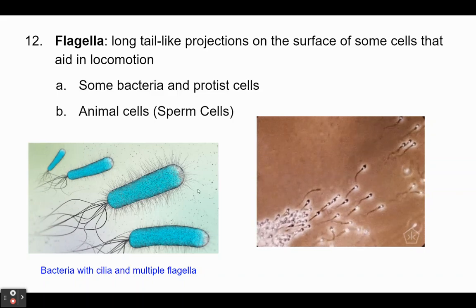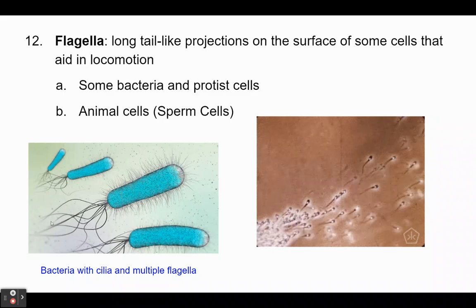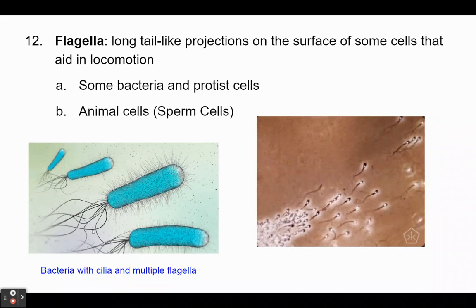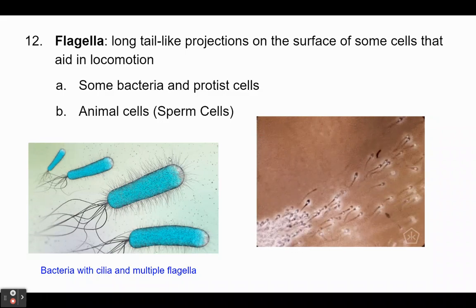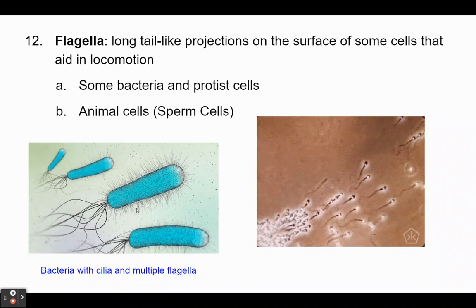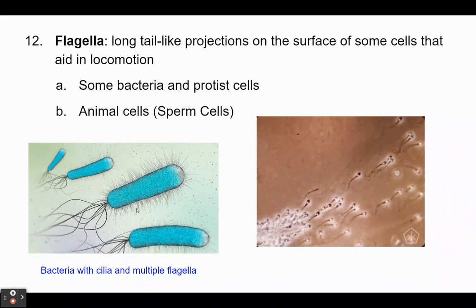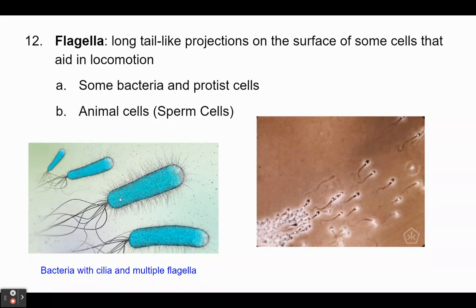Here is a diagram of bacteria that have multiple flagella coming off of this end, but they also have a whole bunch of cilia around them. So we have a combo set of structures here, and this is going to help them direct their movement.